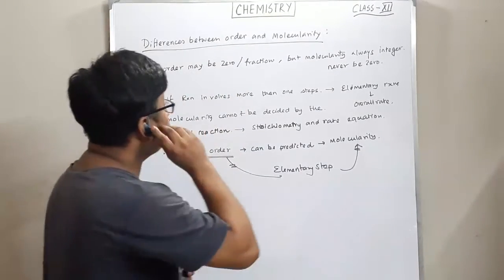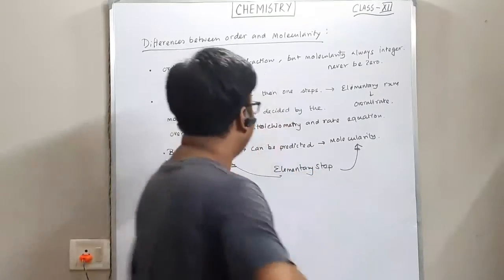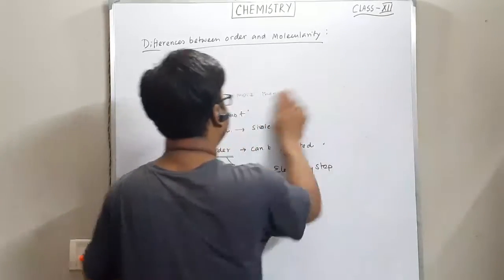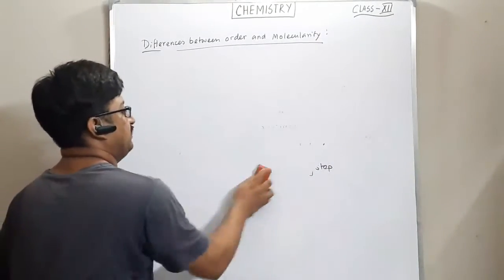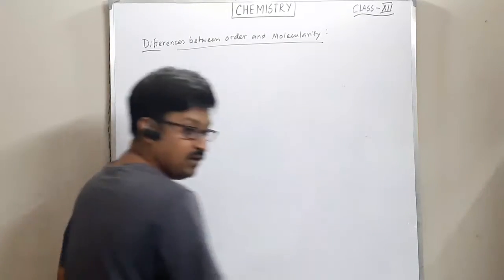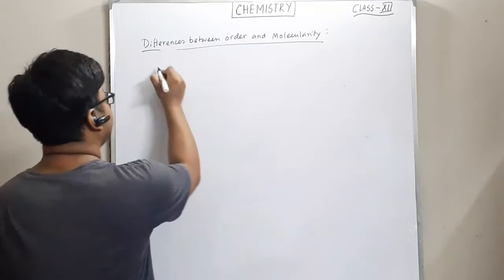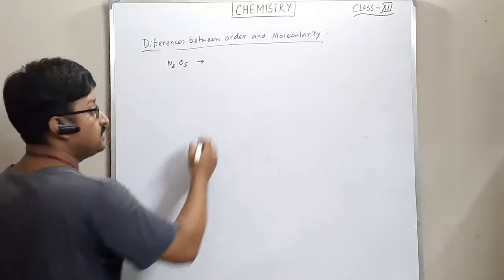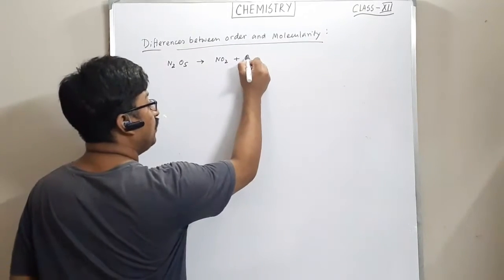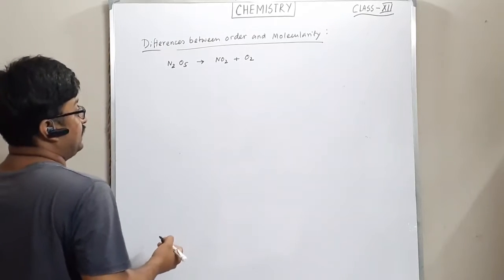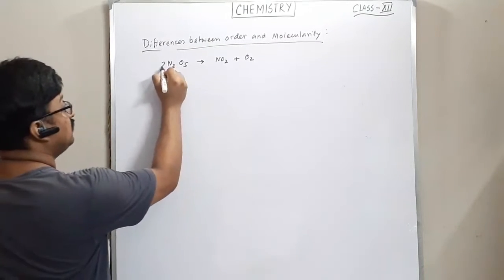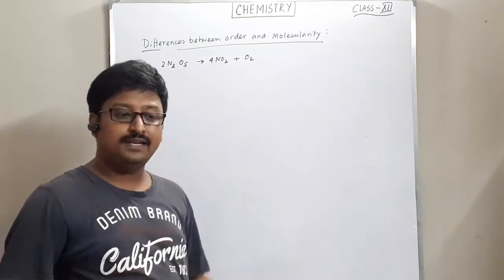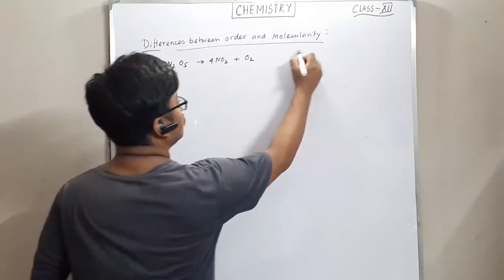Okay. Now let's look at one example. It will be clear if we look at one example. Let's talk about a very famous reaction called N2O5 decomposition. N2O5 decomposes into NO2 and oxygen. If I balance this, 2 and 4 here. Now this looks like a single-step reaction, but it is not a single step, it's a multi-step reaction. So what are the steps?